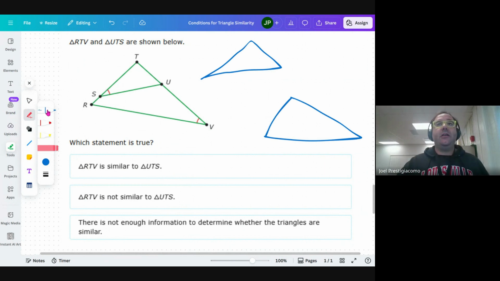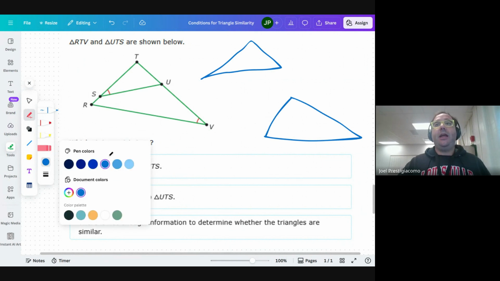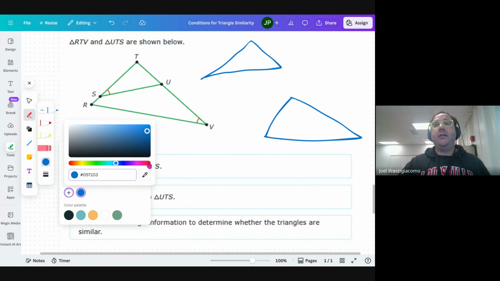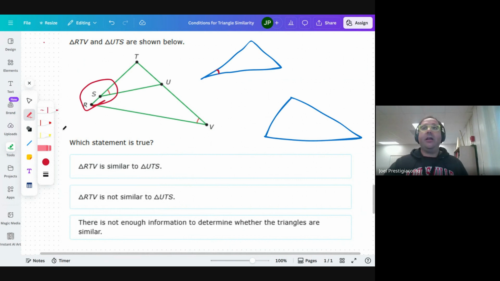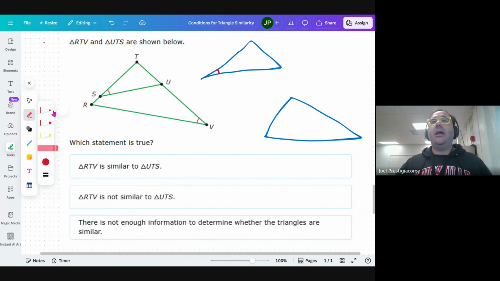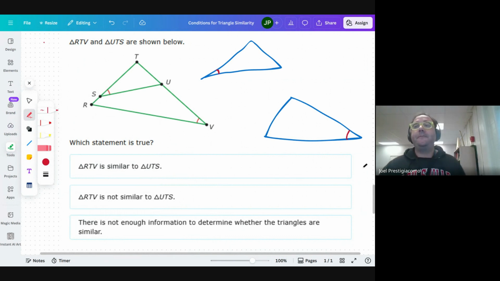So let's start looking. I see here in the small triangle, down here, we have an angle around where angle S is. I'm going to use red here to make it stand out. We've got a known angle here. Okay, so that's where S is. So this is what I was looking at right here. So that's in the small triangle. I also have that in the big triangle as well, angle V. So these two are the same.